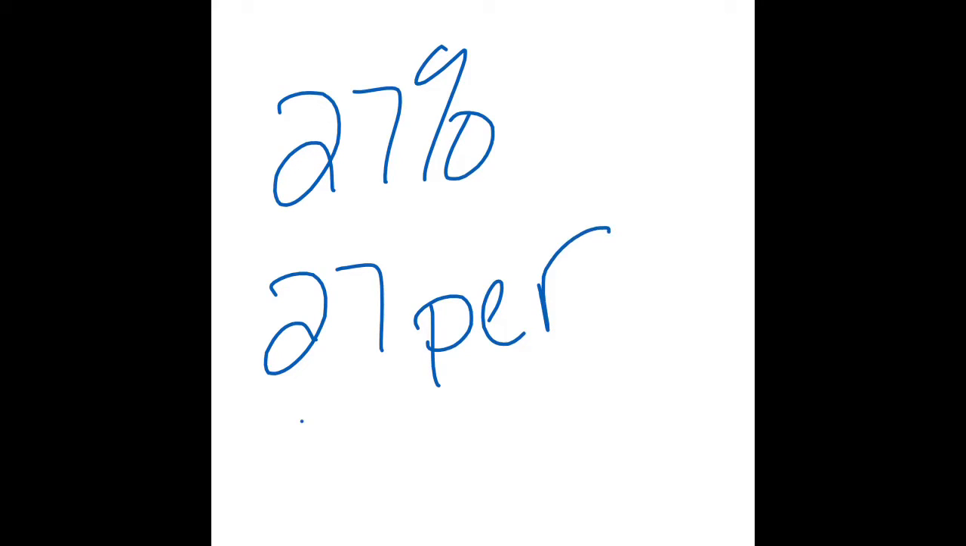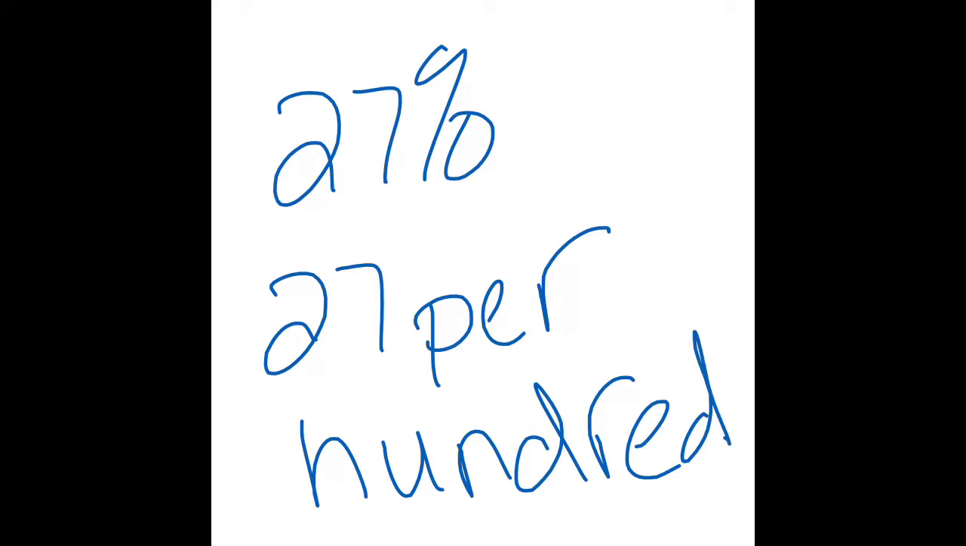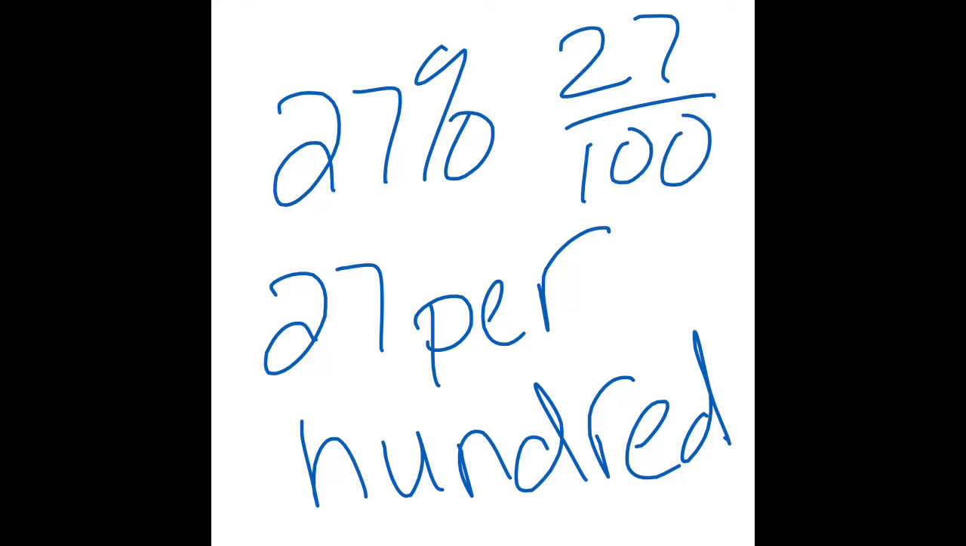27% means 27 per 100. So if it was a fraction, it'd be 27 out of 100. If it was a decimal, it would be 0.27. All right, I'm gonna go on.